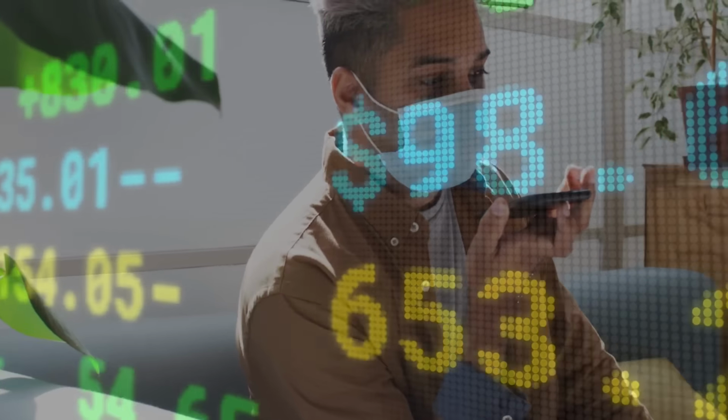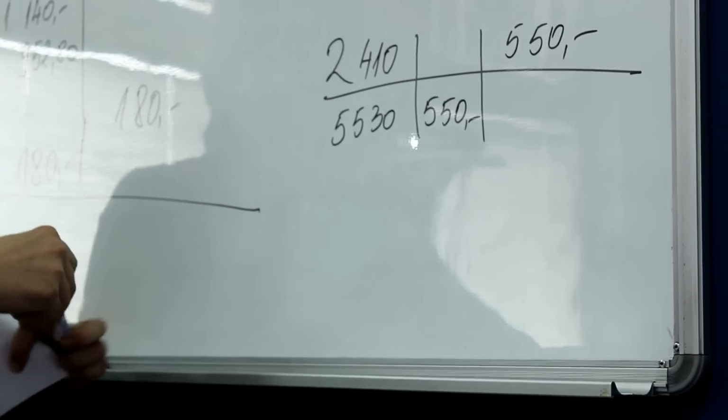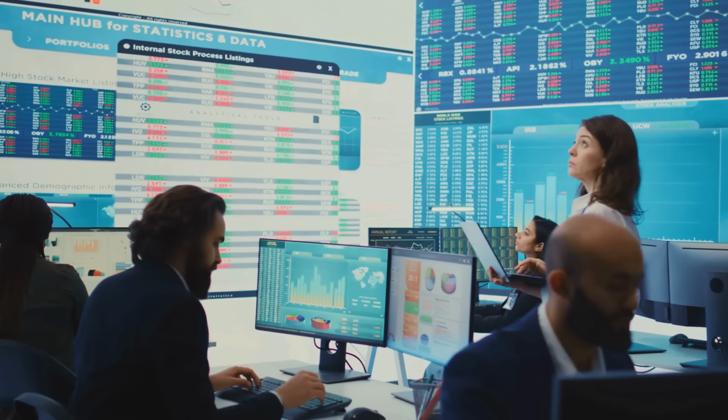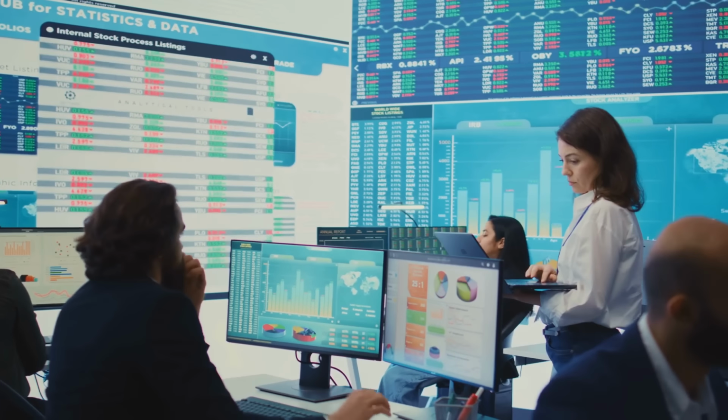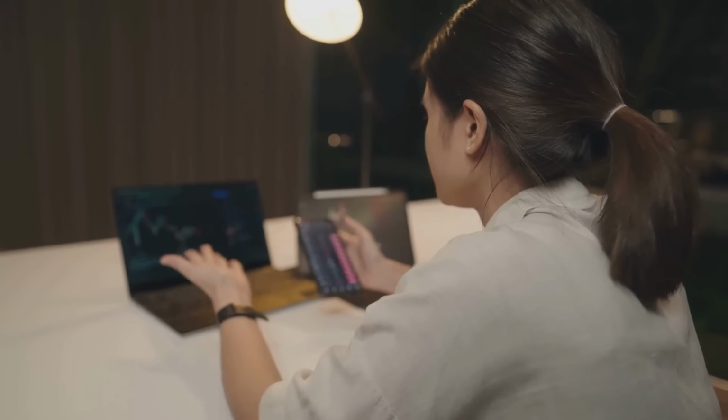Now let's talk about the debt to equity ratio. The market's risk gauge. This ratio shows how much a company relies on debt versus shareholder investment. Formula: total debt divided by shareholders' equity. A lower ratio means a company is more stable and less vulnerable to downturns. A higher ratio means more risk.